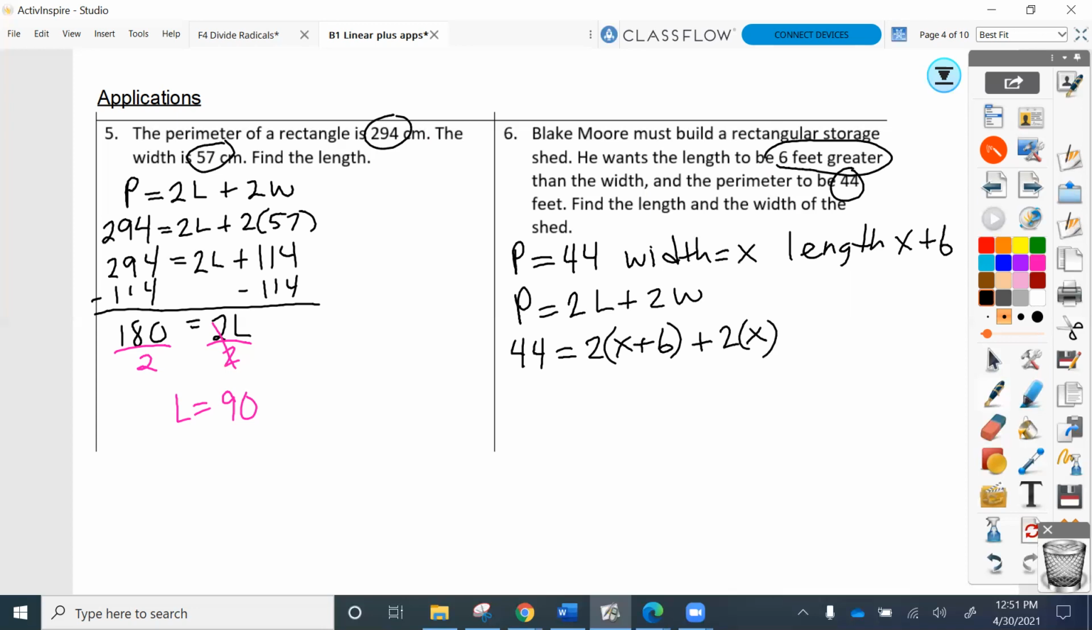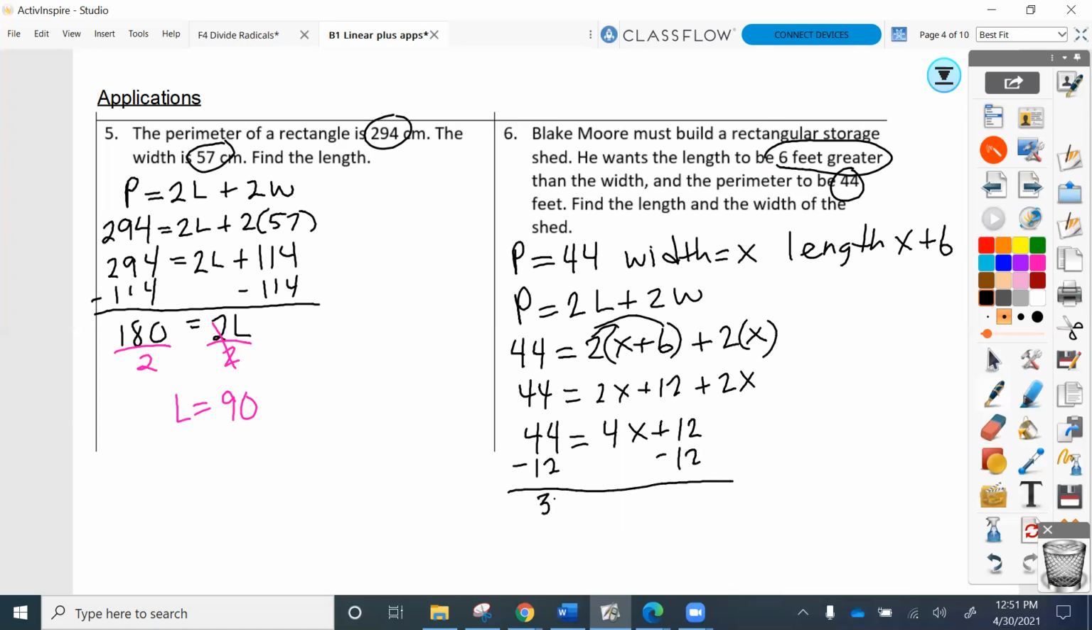So we're just going to solve the equation. So we're going to distribute here. So we have 2X plus 12 plus 2X. Let's add like terms. So we have 4X plus 12. And then subtract 12 from both sides of the equation to get 32 is equal to 4X. And then divide both sides by 4 to get X is equal to 8.